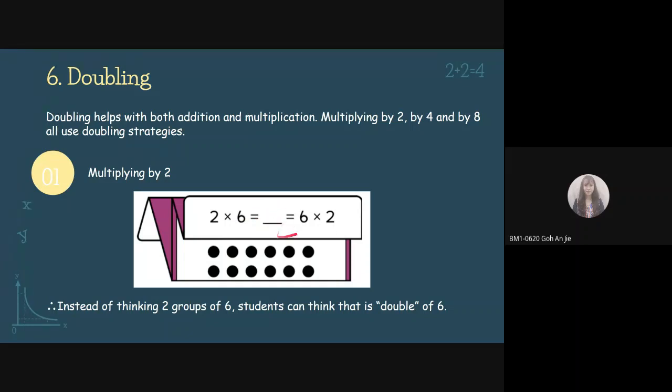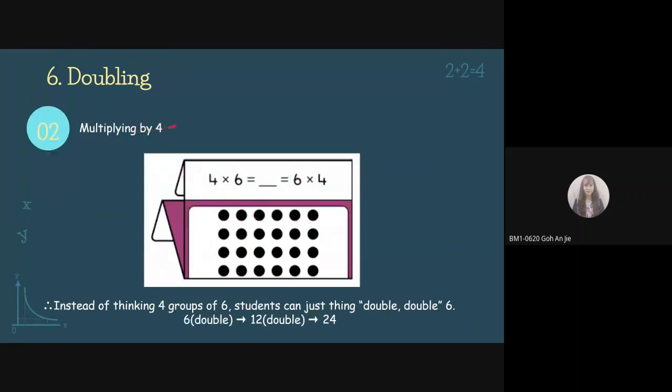Next. The second one is multiplying by 4. Instead of thinking 4 groups of 6, students can just think double 6. It means 6 doubled becomes 12 and 12 doubled becomes 24. So 4 times 6 gives 24 as the answer.